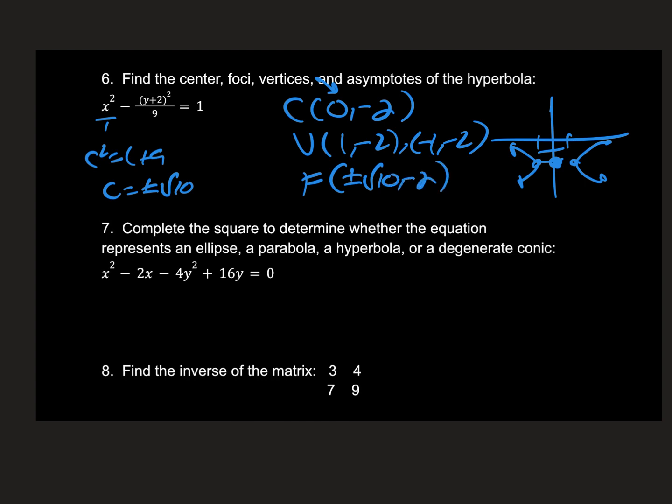Okay, asymptotes. All I'm going to ask you to do here is do the slopes of the asymptotes. Remember how you do the slope? You put plus or minus, then the square root of what's under the y over the square root of what's under the x, which is 1. So the slope will be plus or minus 3. And there you have it.